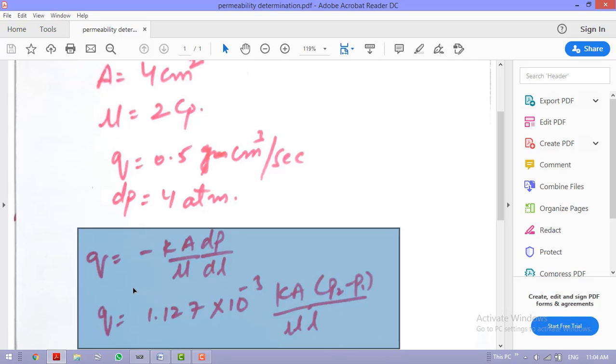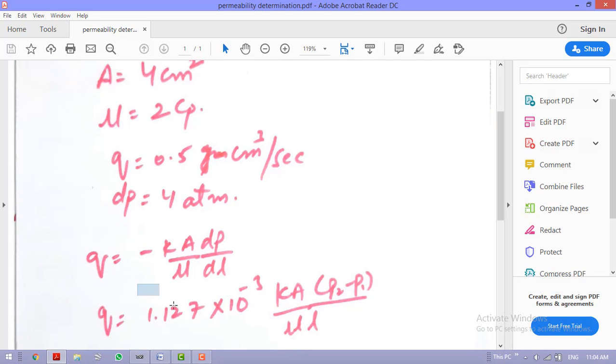And apart from that, as you can see over here, 1.127 into 10 power minus 3 is a unit conversion from CGS to field units. Whereas Q is in CGS units, so that I have converted into 1.127, in such units, right?